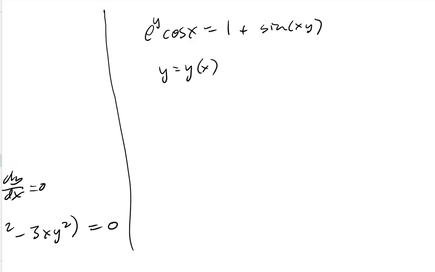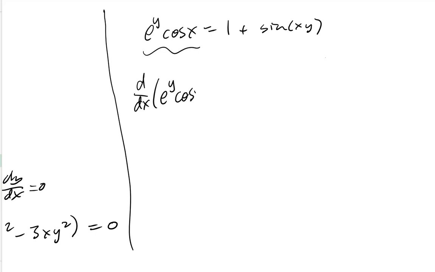We can't solve for y. There's no way we would be able to solve for y in this equation. So we still want to find dy dx. So we do d dx of both sides, okay? I'm not going to rewrite it all. So I want to do that for each term. So I'm going to take this one here. So d dx of e to the y cosine x.